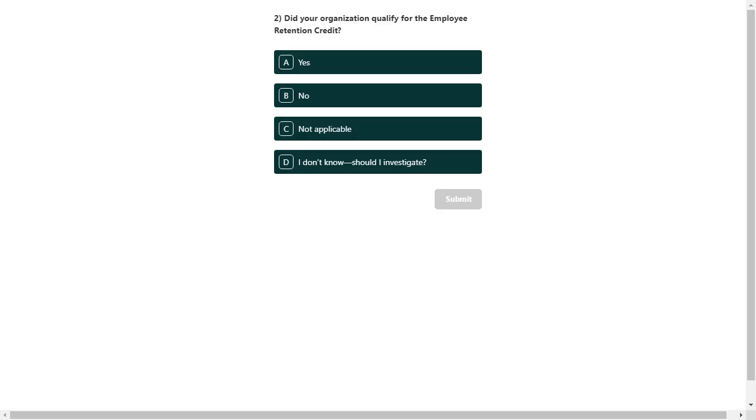Which brings us to our second polling question. I'll hand it back over to Lauren. Great, thanks, Jane. Today's second polling question is, did your organization qualify for the employee retention credit?